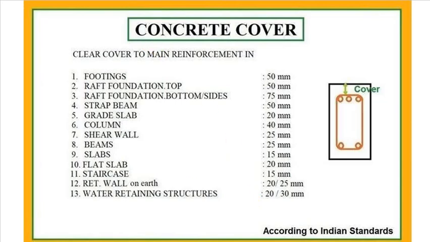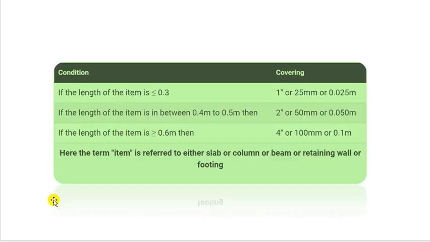But there are a few conditions which we need to keep in mind or consider. There are three conditions. If the length of the item is less than or equal to 0.3 meters, the unit of this is meter, right? What do I actually mean by item here? Item means it can be a slab, a column, a beam, a retaining wall, a footing, or any RCC component of the building.